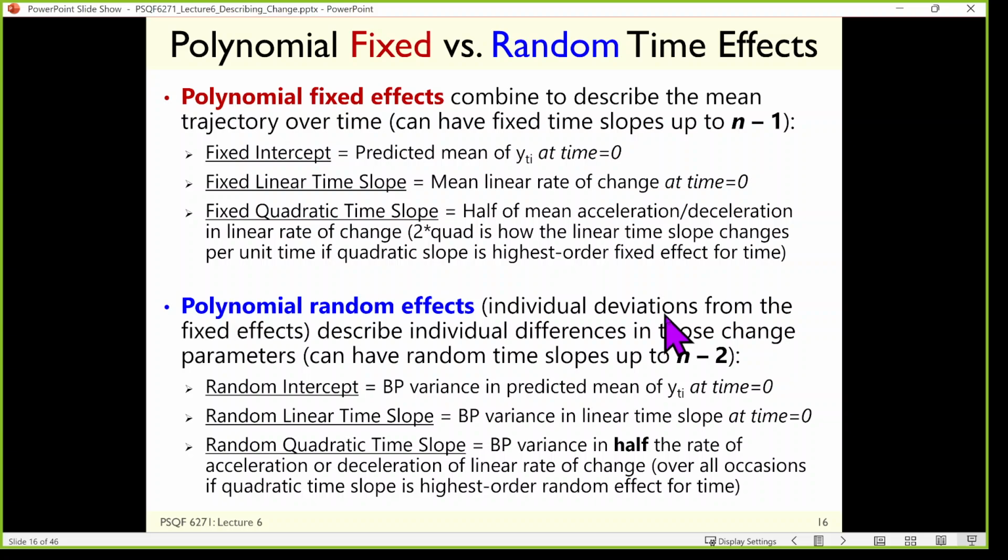And the rule for how many random effects related to time in terms of slopes that you can have is number of occasions minus 2, because you always have a random intercept variance and a residual variance to start with. So then the question is, how many more slopes do you have room for? And the interpretation of the corresponding random effect variances matches what the fixed effects mean. So if a fixed quadratic introduces acceleration, then a random quadratic introduces individual differences in acceleration.